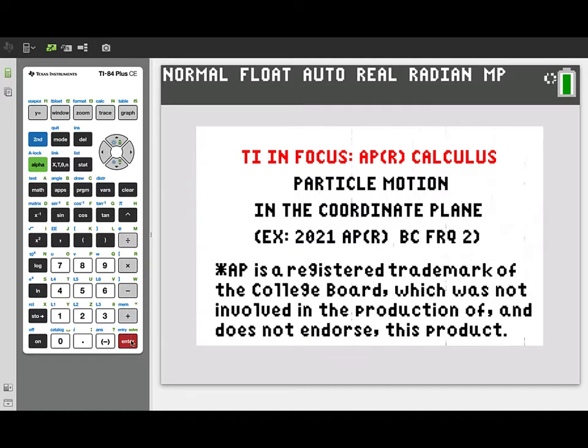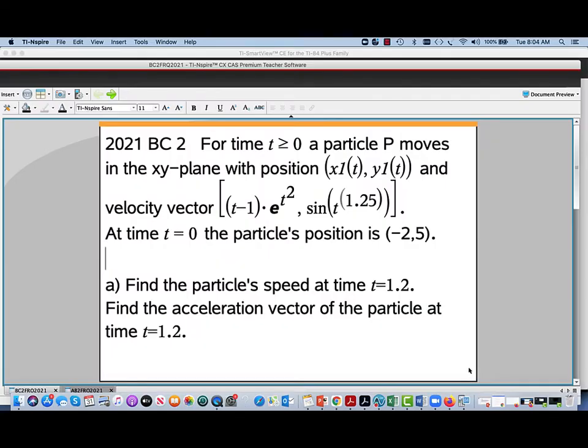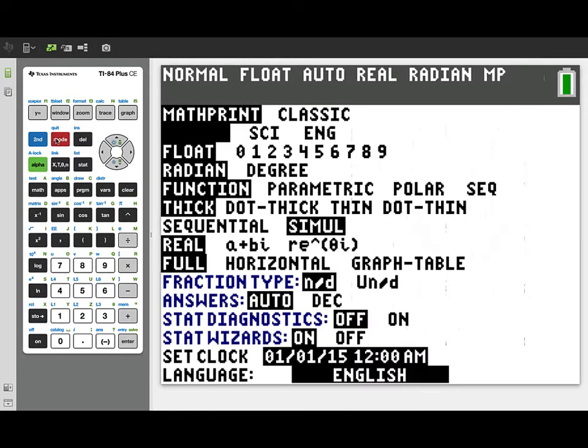Here's a look at that problem. We're given a particle moving in the xy plane. We're given its velocity vector. And we're given an initial position, -2,5. We're asked to find the particle's speed and acceleration at time 1.2.